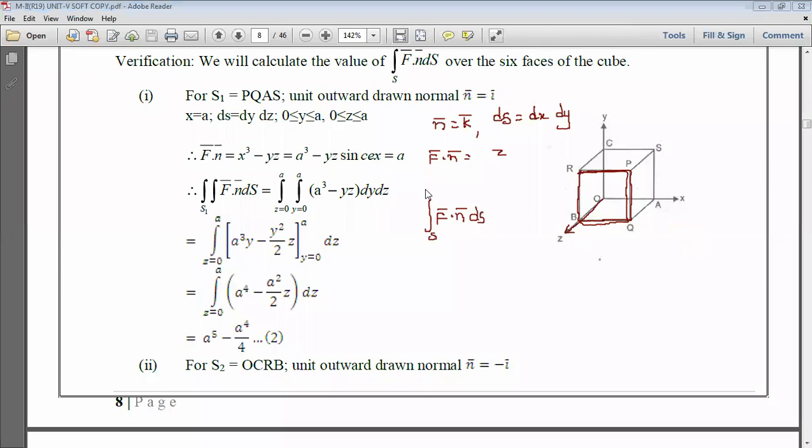So see this f bar dot n bar is z. And this is opposite to the xy plane. So there z is nothing but simply you can substitute z is equal to a. So integral 0 to a, integral 0 to a, here z is only a, and here dx dy. So this is equal to a, a constant, integral 0 to a.